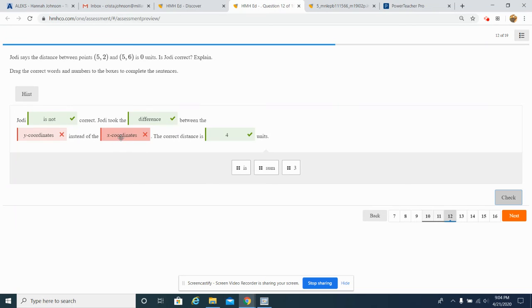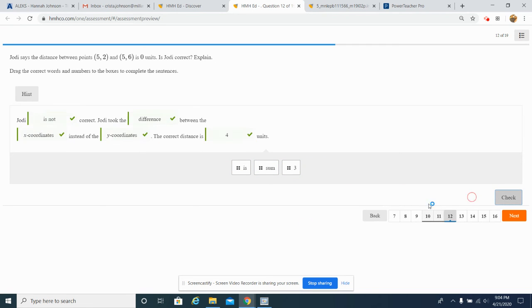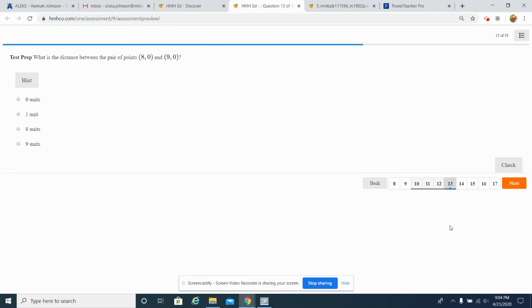So that one was a little bit tricky. Oh, look at that. I did it wrong. Oh boy. So if you're seeing that, the x coordinates instead of the y coordinates, let's check that. Oh, there it is. Whew. See, don't make that mistake. I told you it was a little tricky.